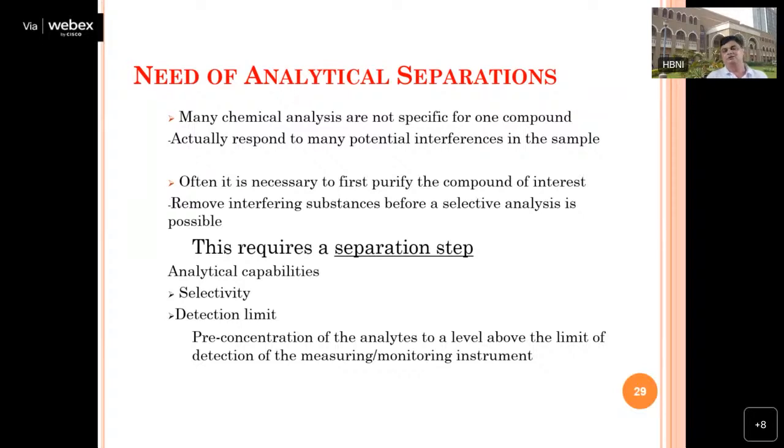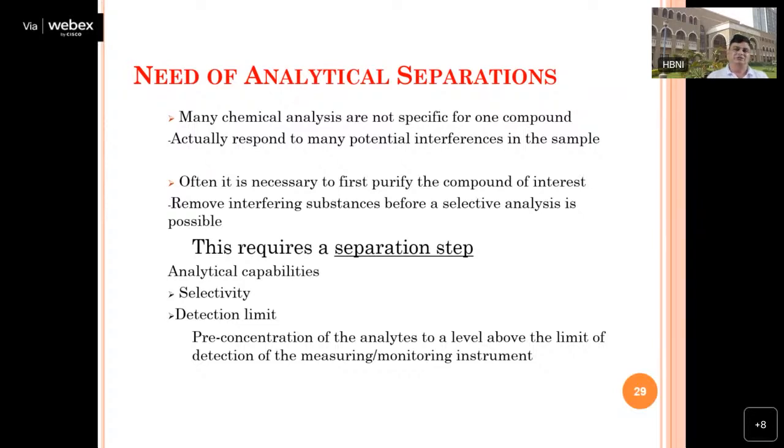We look that it should be very selective to that particular analyte, and then, after getting it separated, we have to detect it also. So we should have a good detection limit. Selectivity and detection limit are the major criteria for choosing any kind of equipment. And sometimes, whenever the concentration is very low, we look for methods by which we can do pre-concentration.